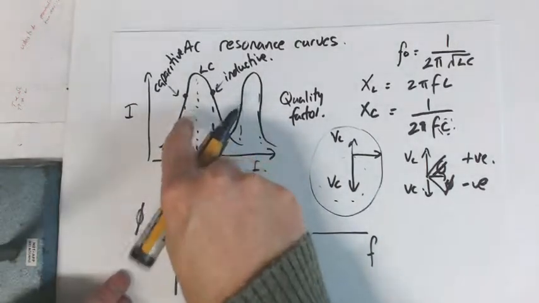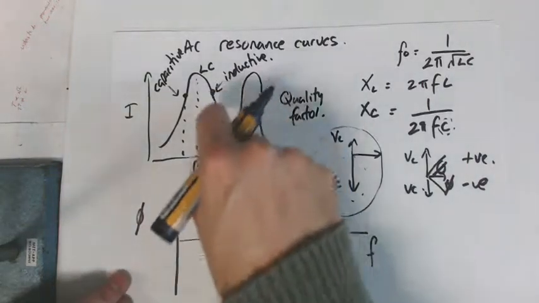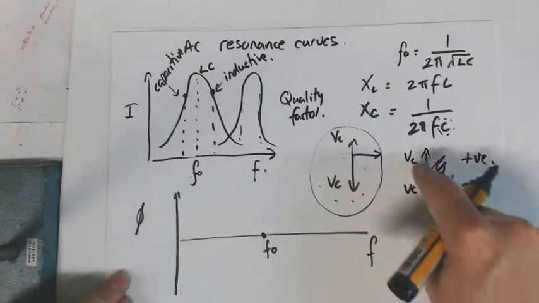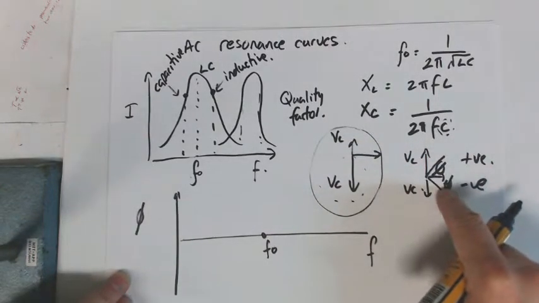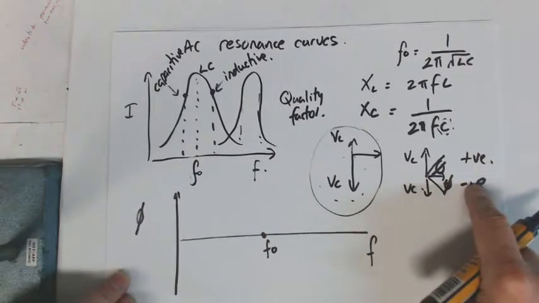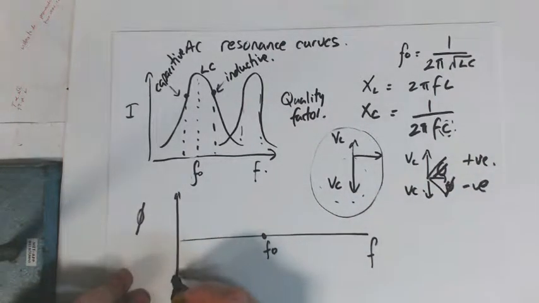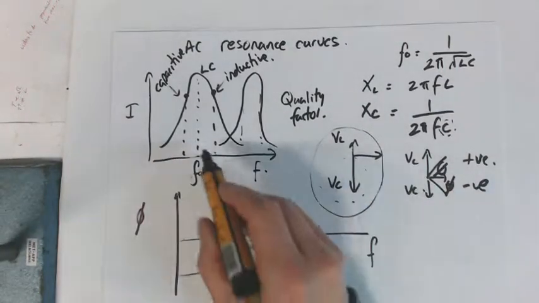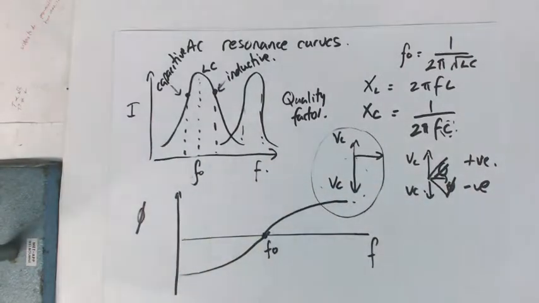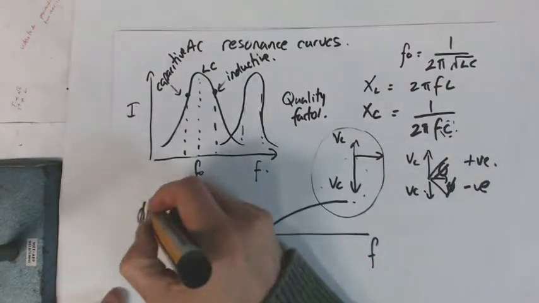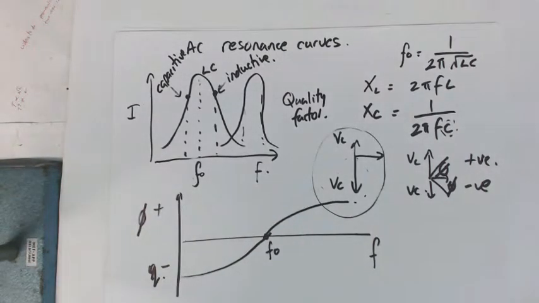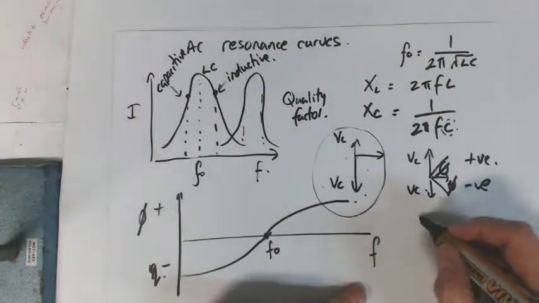So as we found, our frequency before was lower, a capacitive circuit. If you've got a capacitive circuit, the V supply is closer to the VC, and that's a negative phase angle. So we're pretty sure it's going to look like that. And as we pass through and become inductive, the phase angle is going to be like that. So that's just plotting phase angle against frequency.